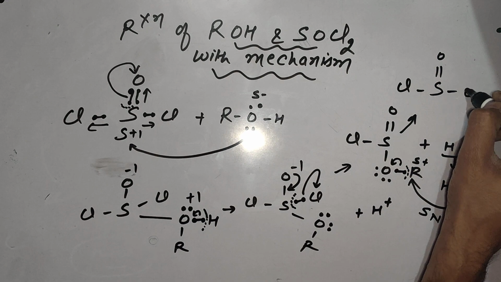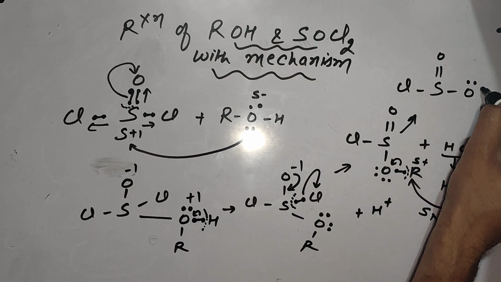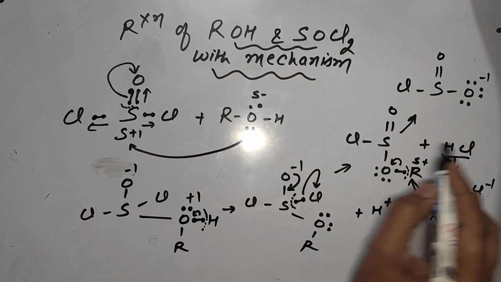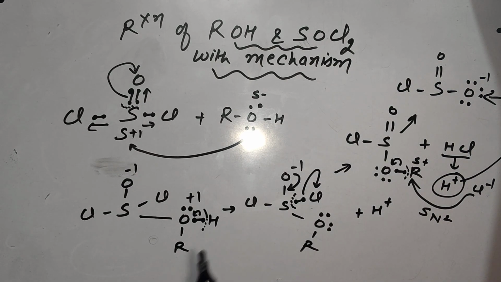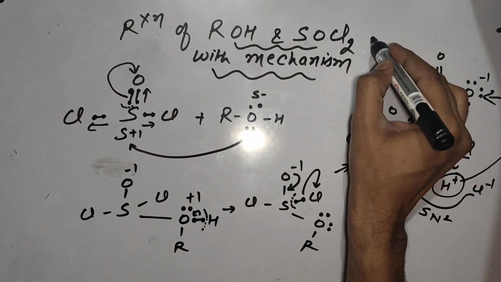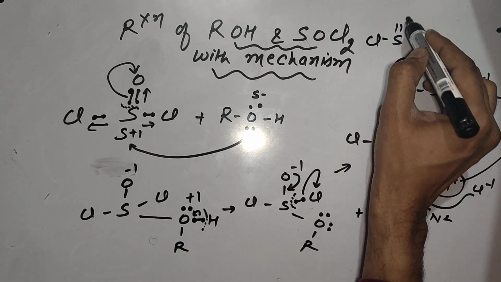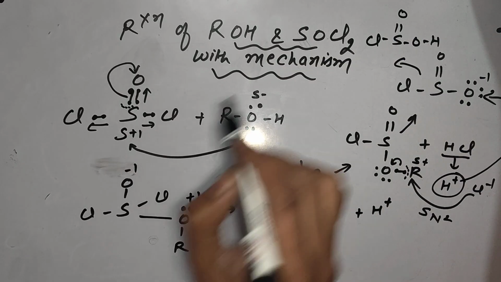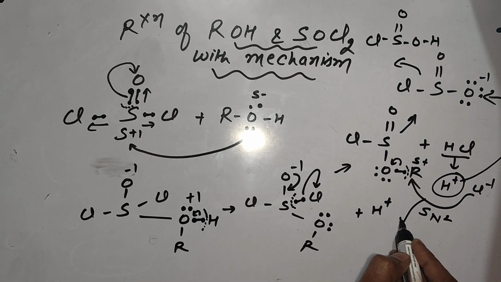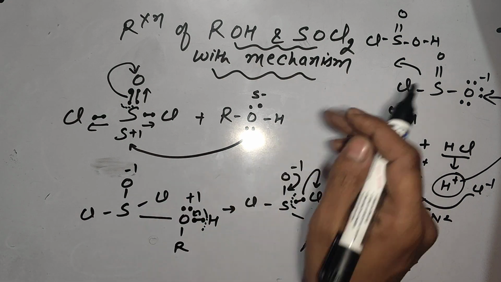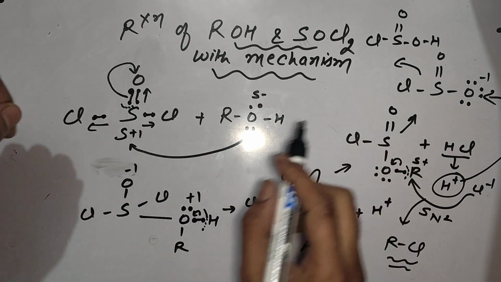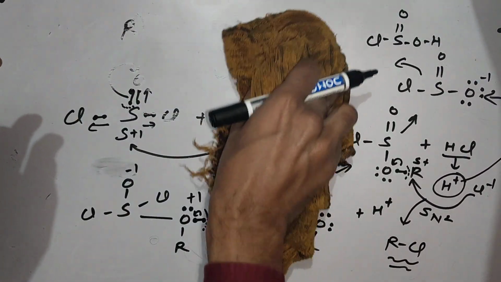So this molecule will turn to SOCl and oxygen is carrying an extra electron, so oxygen will have a negative charge over there which will be balanced by H positive. This molecule will turn to Cl, S, O, OH, and RCl from here will generate out. Like this. Now again, what about this molecule?